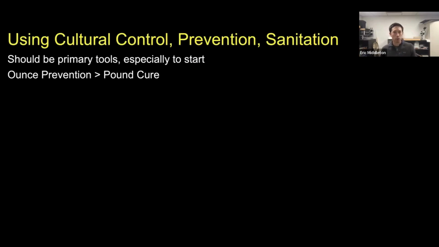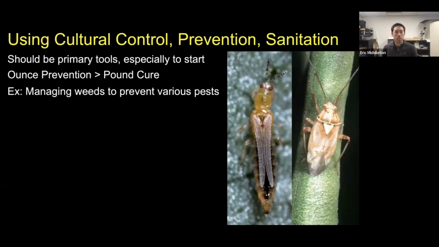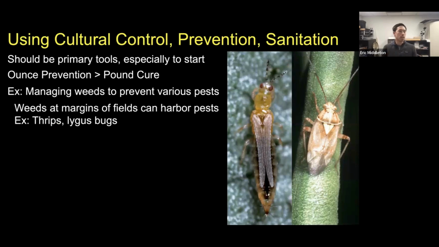So, other ways of using cultural control, prevention, and sanitation. It's really important to know that these should be your primary tools, especially to start, because of course, an ounce of prevention is greater than a pound of cure. A good example of this relates to managing weeds to prevent various different pests, things like lygus bugs or also thrips. Weeds at the margins of fields, especially some that are flowering that both thrips and lygus bugs are attracted to, can harbor these pests, and then they can move into your adjacent crops and start causing damage.